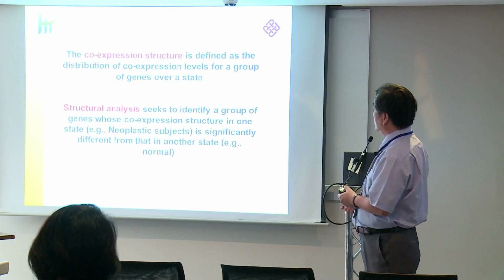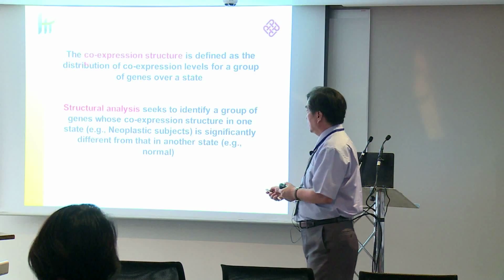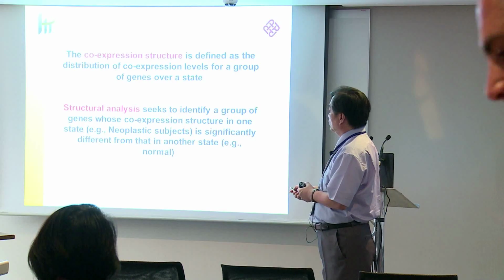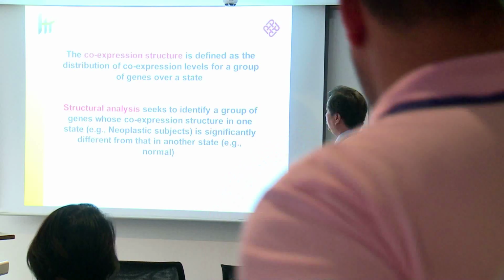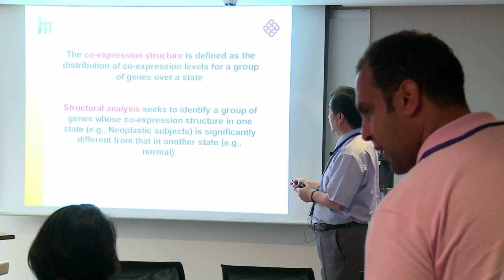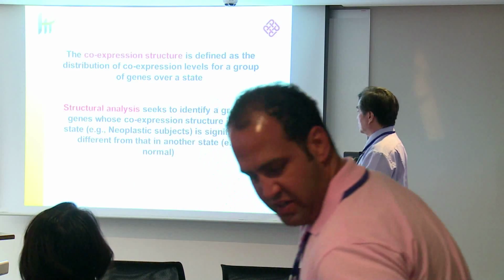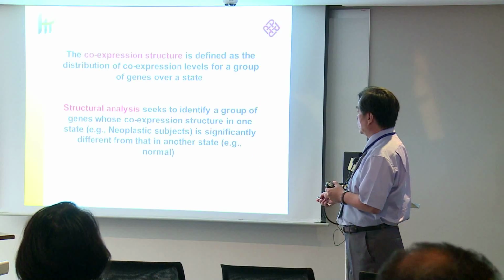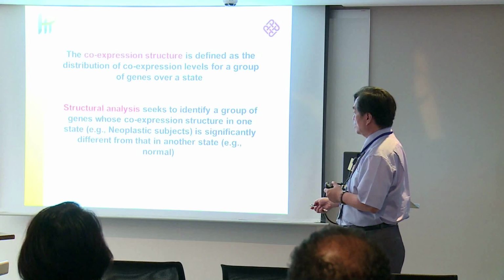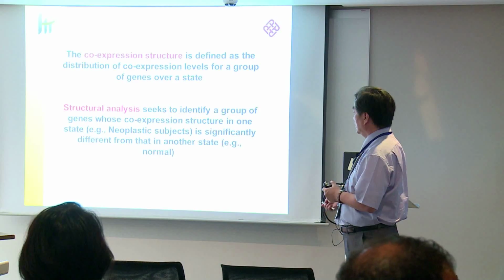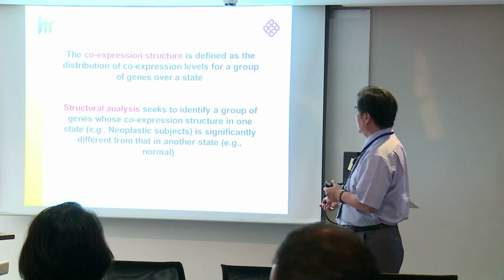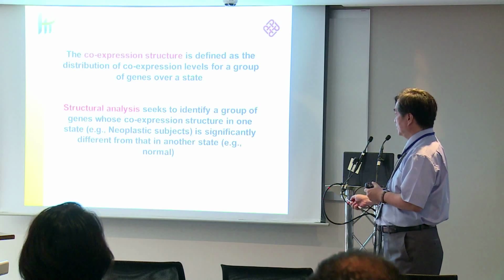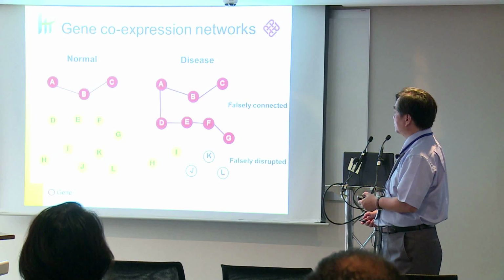So what are co-expression structures? The co-expression structure is defined as the distribution of co-expression levels for a group of genes over a stage. This structural analysis seeks to identify a group of genes whose co-expression structure in one stage, such as neoplastic subjects, compared with the normal stage, is significantly different from that in another stage. Let me show you pictures to explain.